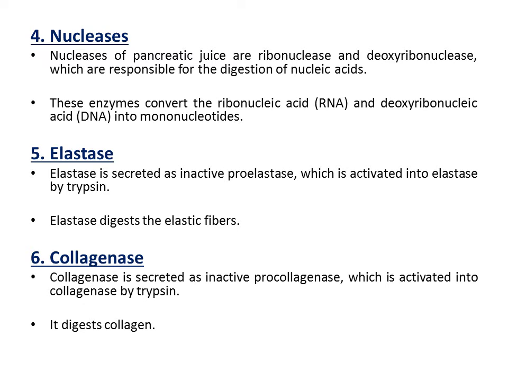Nuclease of pancreatic juice are ribonuclease and deoxyribonuclease, which are responsible for the digestion of nucleic acids. These enzymes convert the ribonucleic acid and deoxyribonucleic acid into mononucleotides. Elastase is secreted as inactive proelastase, which is activated into elastase by trypsin. Elastase digests the elastic fibers. Collagenase is secreted as inactive procollagenase, which is activated into collagenase by trypsin. It digests collagen fibers.